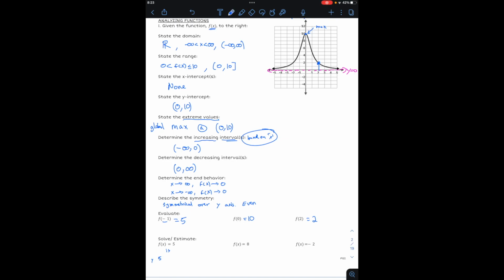So let's say, for what value of x is y, or f of x, or the output, 5?